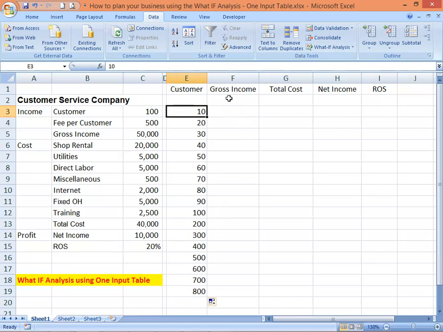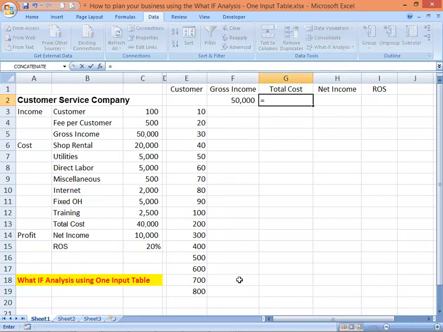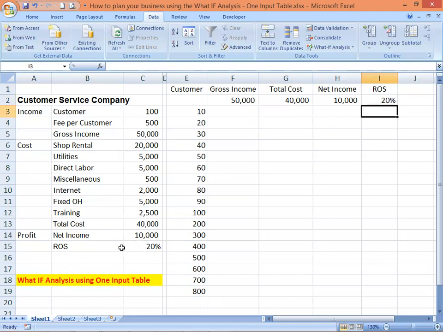Then for the net income, all you have to do is just copy it from here. Where's the gross income? This one. That's it. Just an equal sign, then get the cell reference. So you get the gross income, and then the total cost, same thing. You will just have to copy the total cost here, and so is the net income, this one, and finally the ROS, which is the last one. Now we have these numbers of customers. We also have the data in terms of gross income, total cost, net income, and ROS.